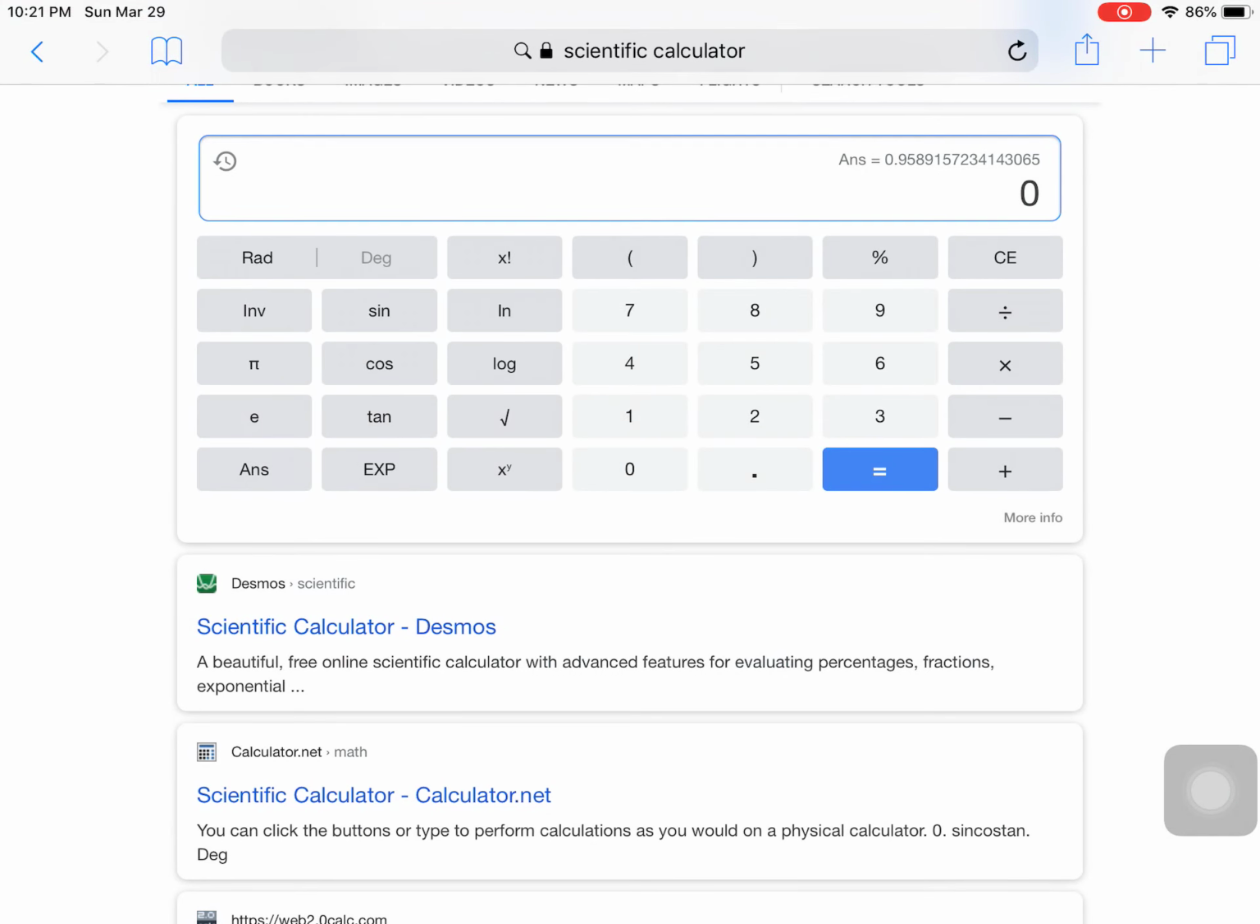Now, one thing I want to make sure of here is that my degree and radian button right up here in the corner is set to degrees. And the easy way to check this is to do the sine of 360 degrees. So I'll say sine of 360.